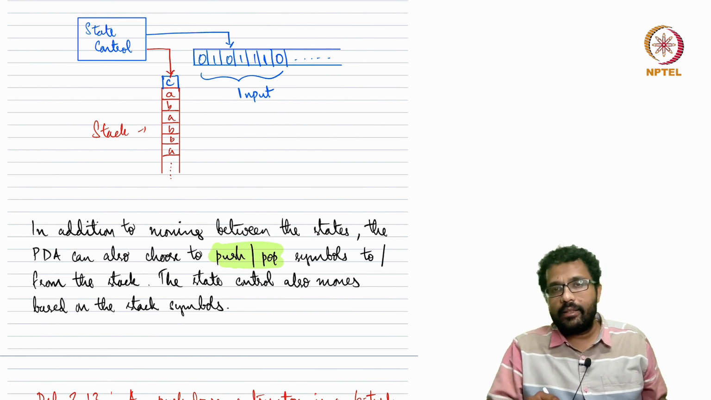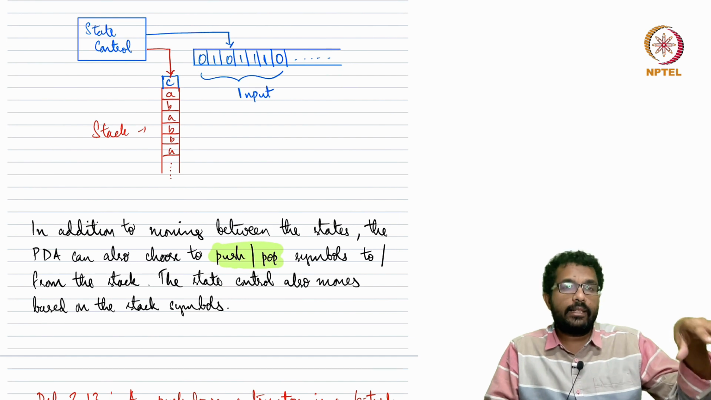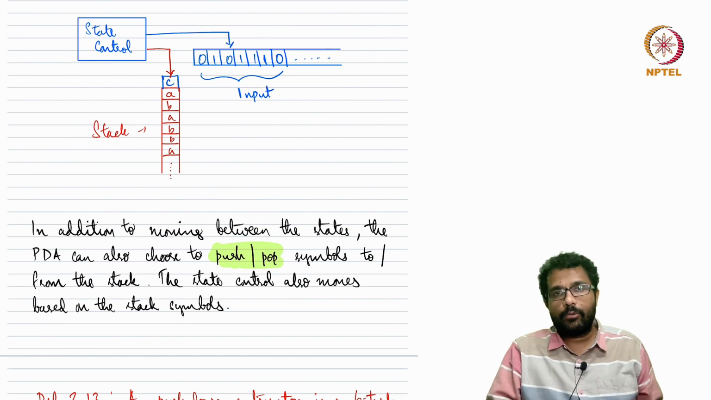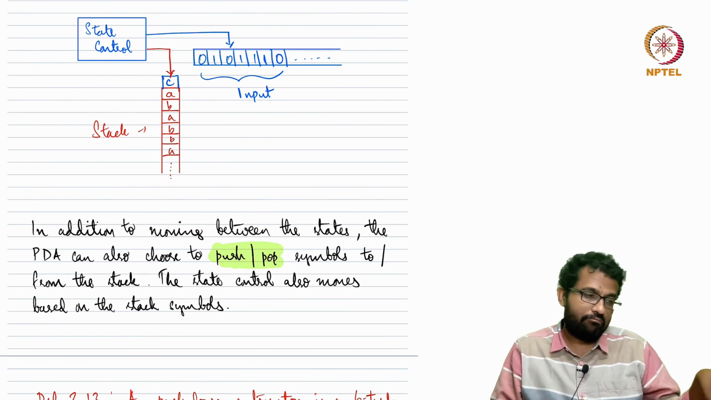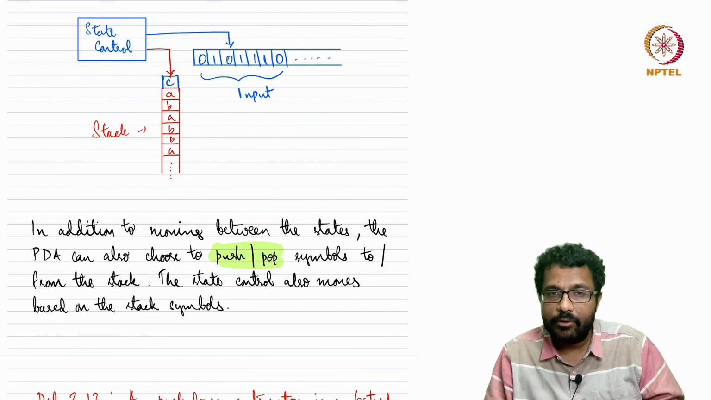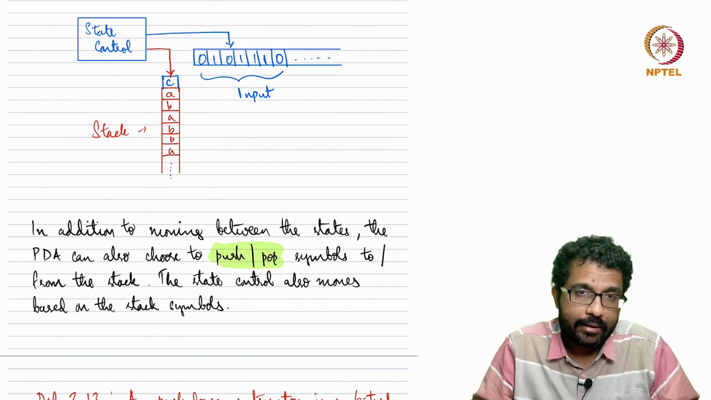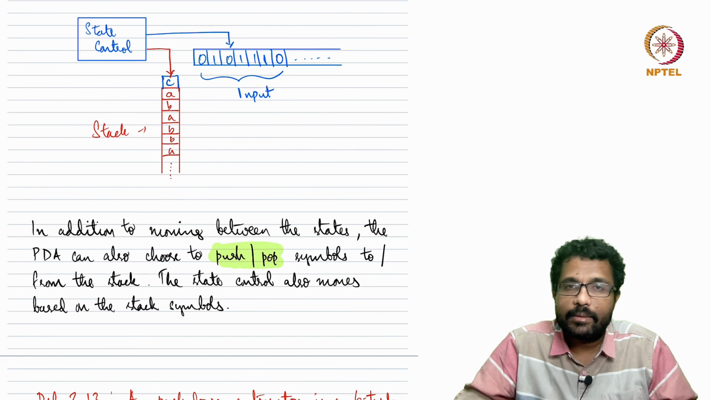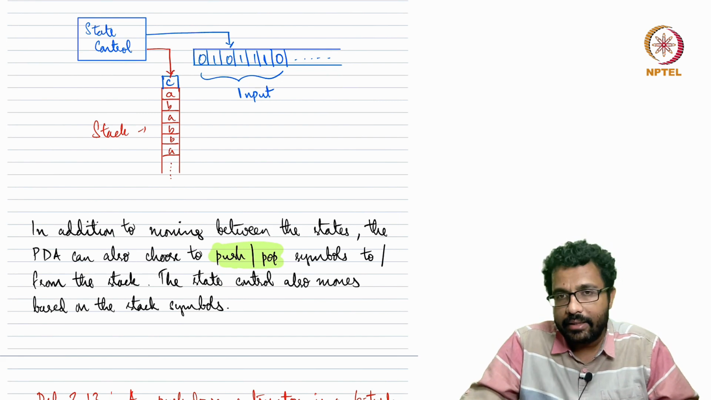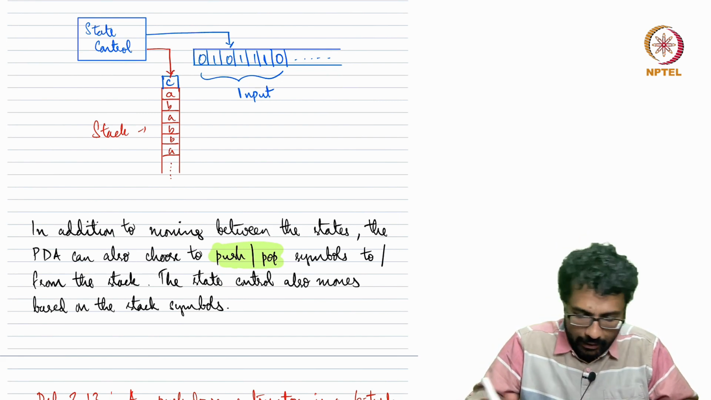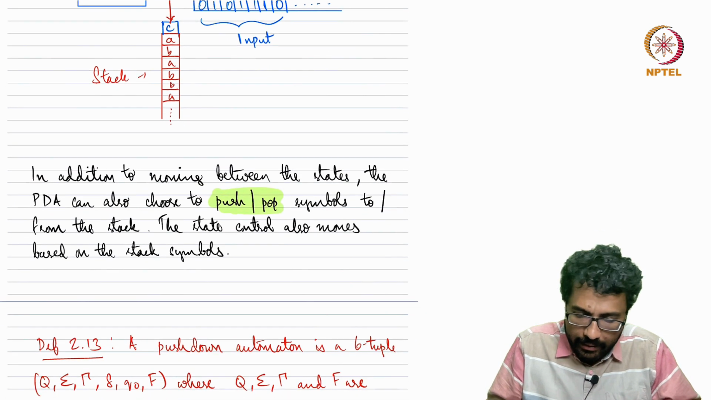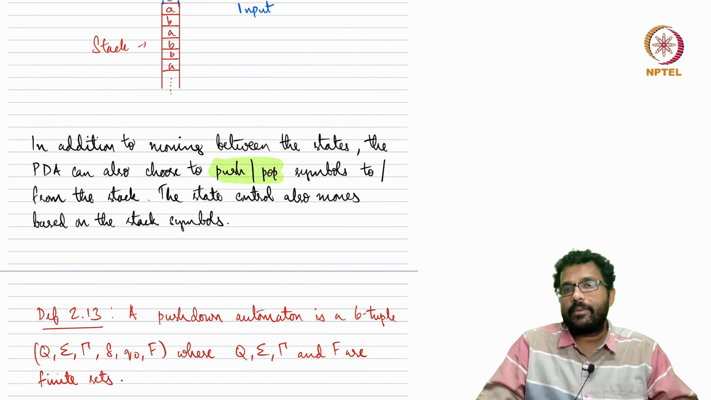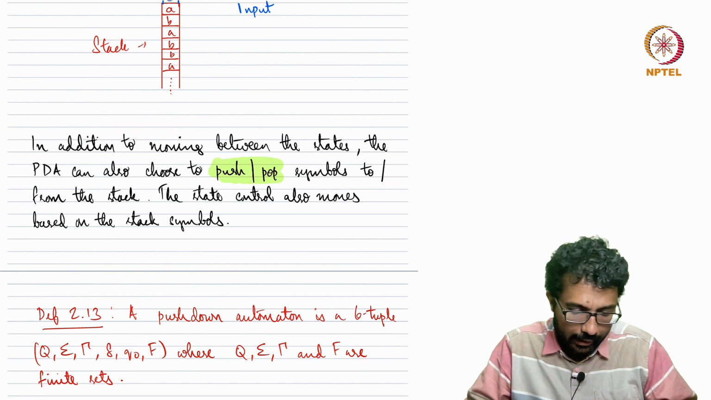So the transitions will depend on what you see at the stack as well as what you see at the input, right. It can depend on what you see in the stack, it need not depend also, right. So we could just make a transition based on the input, we could also make epsilon transitions, right. We could also make a transition just based on the stack, right. So any combination is possible. So that is what I have written in the second line. The state control also moves based on the symbols seen from the stack, right.